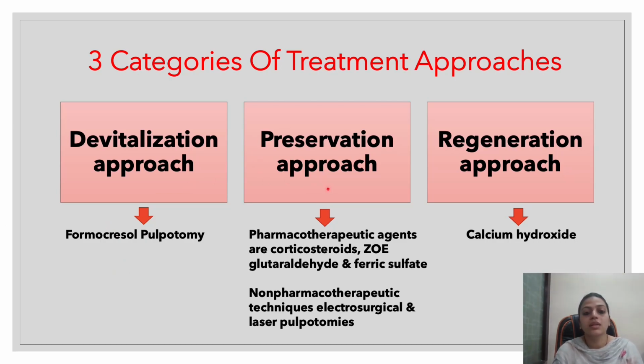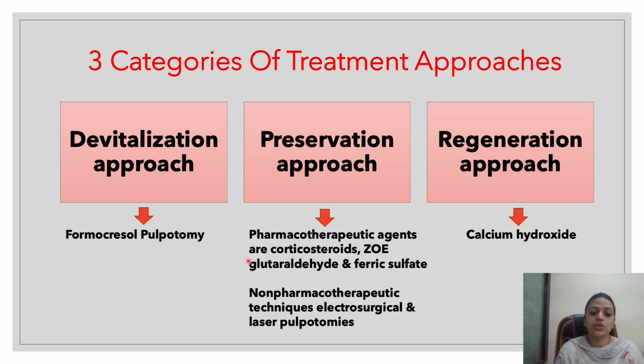In this, the main purpose is minimal insult to the orifice tissue and to maintain the vitality and normal histologic appearance of the entire remaining radicular portion of the pulp. So that's why it's called preservation. And regeneration is the approach in which we use agents which have cell inductive capacity to either replace the lost cells or to induce existent cells to differentiate into hard tissue forming cell elements.